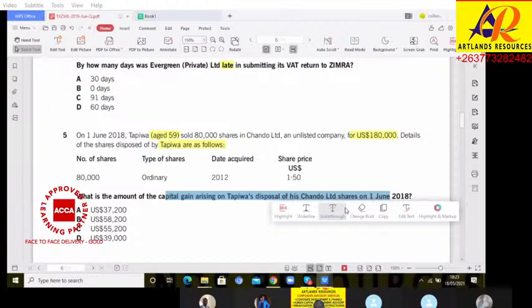Are we together, Shingai? Because that was part of your question also. Yes, capital gains withholding tax, but notice Tapiwa is 59 years old. What do we do first?